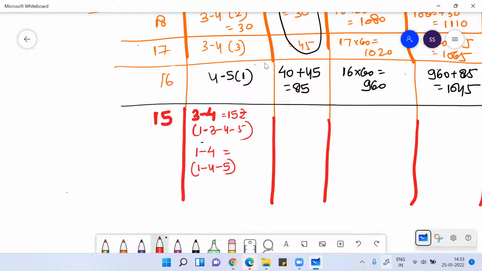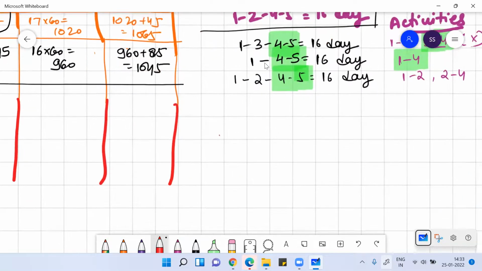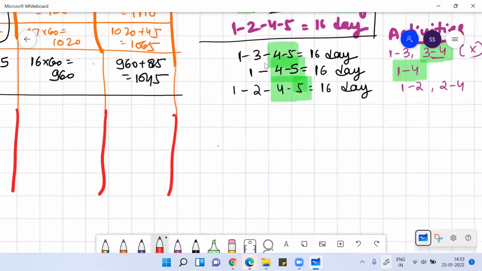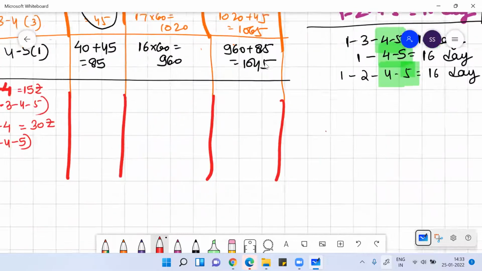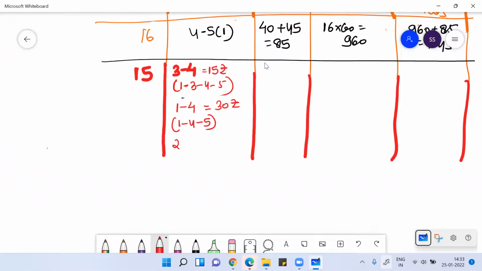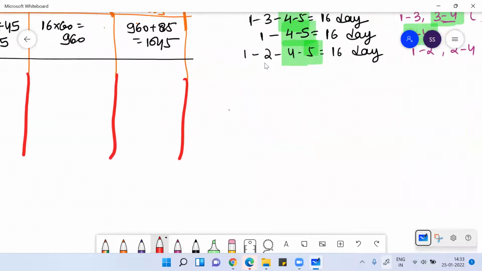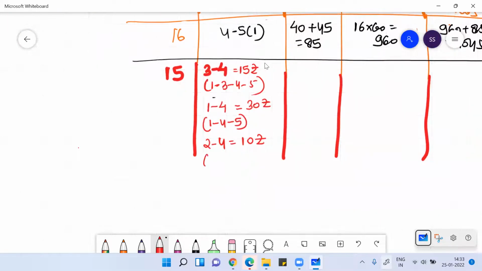1 to 4 crashing cost is 30 rupees, right? Similarly, I'll crash 1 to 2 or 2 to 4. I'll crash 2 to 4. That is 20 rupees, 10 rupees, sorry. 10 rupees for the path 2 to 4. 1 to 4 5. 1 2, 1 2 4 5.